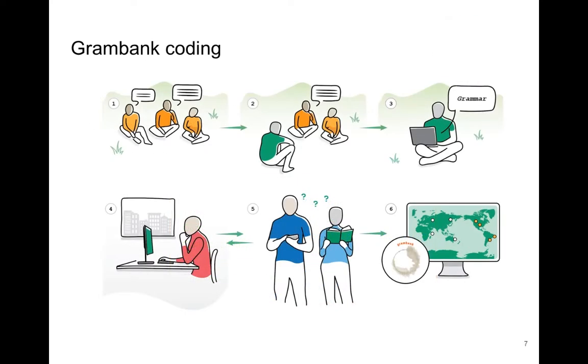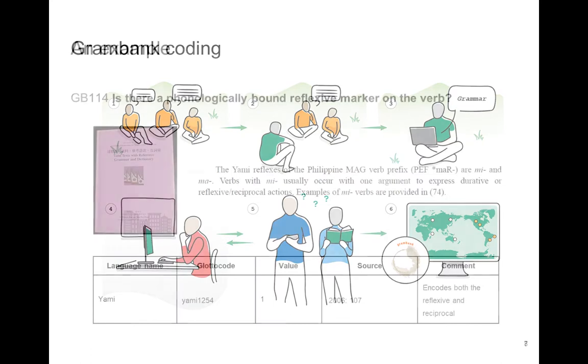So the way it works is a field linguist exists in the world and writes a grammar. We read it, we train and employ grammar coders to read grammars, and we have a team of experts who help them when it's hard to understand what the grammar writer is intending or what the language is doing. We also sometimes correspond with language experts, and then that information goes into our database.